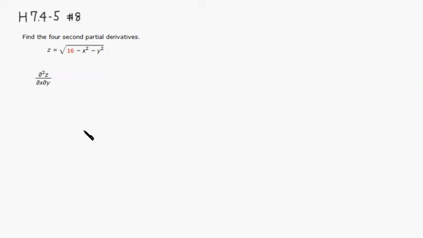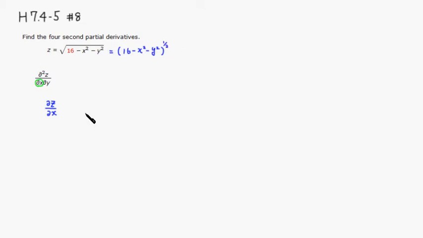In order to find that, we have to find first the partial of z with respect to x. We need to do this guy first, so let's do that. First thing I would do is, I don't like square roots, so I'm going to rewrite it as quantity 16 minus x squared minus y squared, raised to the 1/2 power.